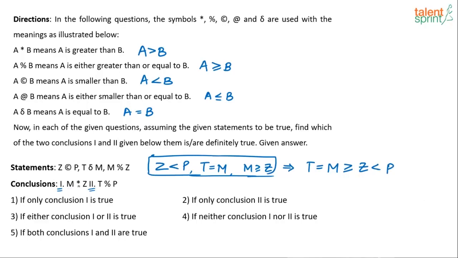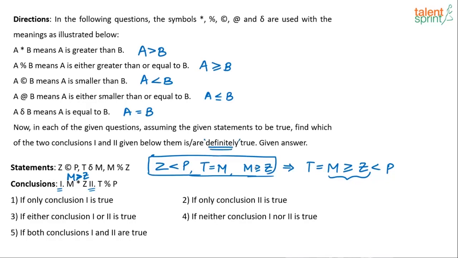M star Z. Star means what? Greater than Z, right? So basically M is greater than Z. Is M greater than Z? No. See, the given statement says M is greater than or equal to Z, right? Very clearly M is greater or equal to Z. But we cannot conclude that M is equal to Z. M may be equal to Z, may not be equal to Z. Or can we conclude M is greater than Z? No. M might be greater than Z or equal to Z. So we cannot say M greater than Z is definitely true, right?